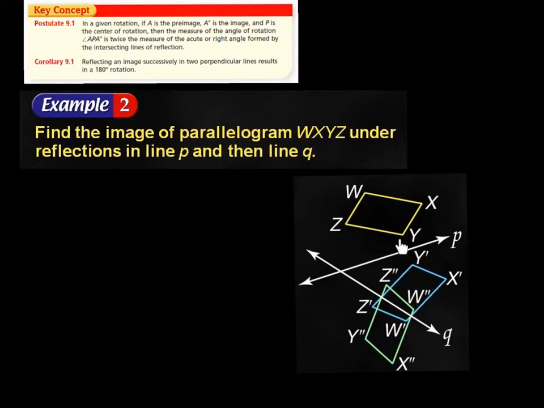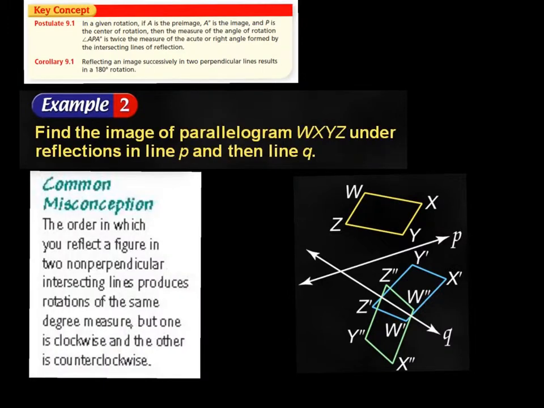So our yellow parallelogram is our original preimage, and if we reflect over line P, there's our X, Y, Z, and W. One prime mark means it's our first reflection. That's the blue parallelogram. And then they want us to reflect it again in line Q, so now X'', W'', Z'', and Y''. So our final is the green with the double primes.